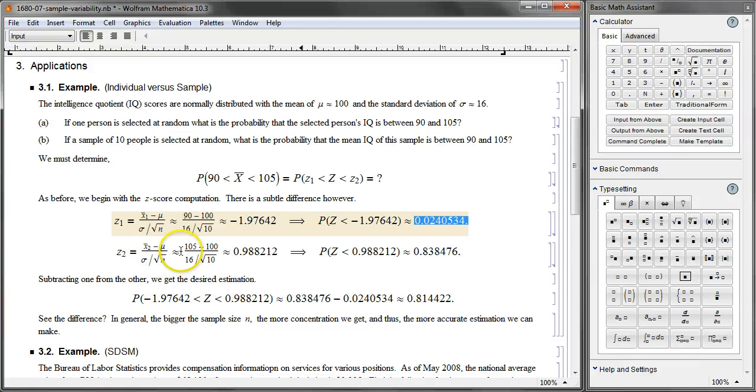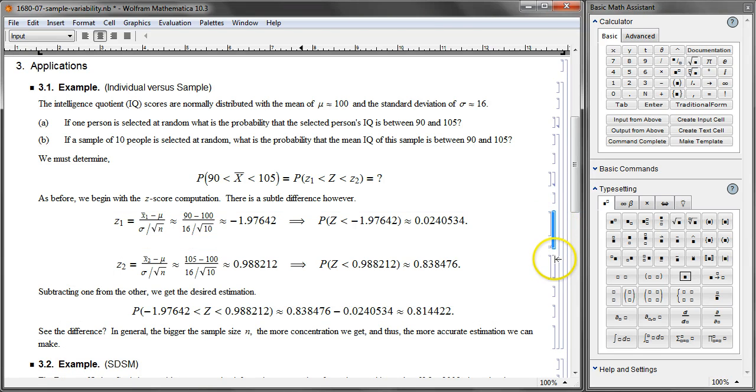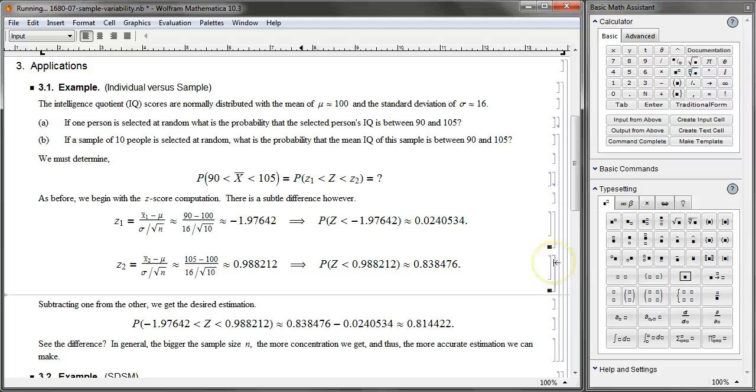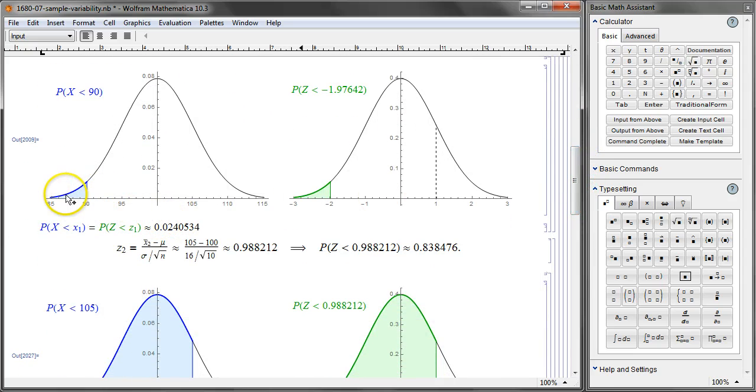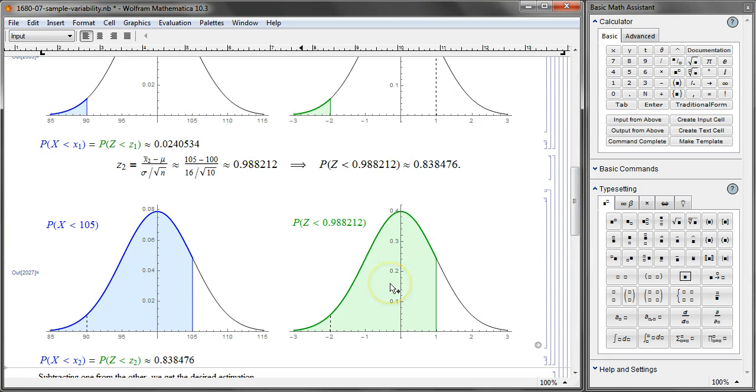Do the same thing for second x value, 105 minus 100 over the standard error, 16 over square root of 10. Punch your calculator in and you get appropriate z-score. Look up the z-score from your z table. You get appropriate probability, something similar to this. This one and that one are coming from Mathematica's computations, so they're a little bit more accurate than what you get from your z tables. And they correspond to the left hand side. Okay. This shaded area, that shaded area, this shaded area, that shaded area.